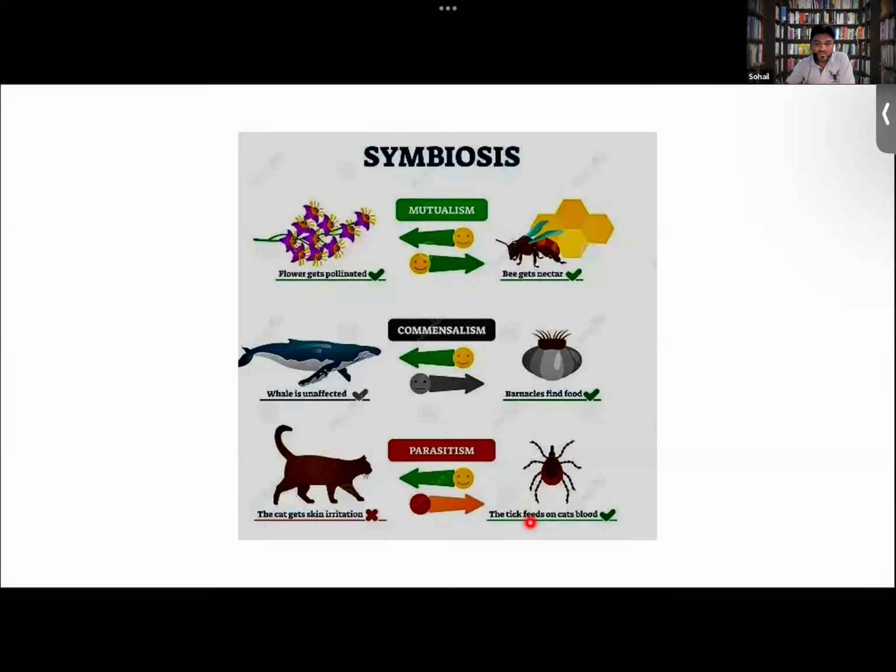So here we see that many ticks are feeding on the blood of the cat. So thereby the cat develops irritation.